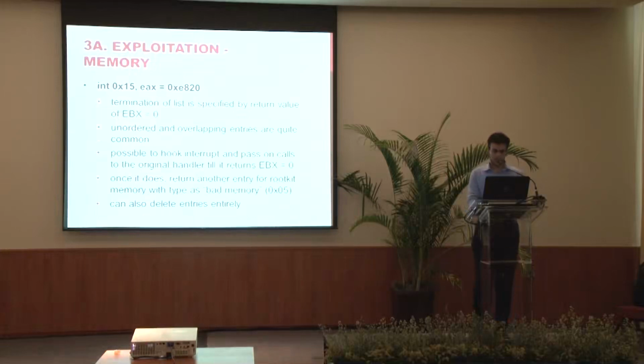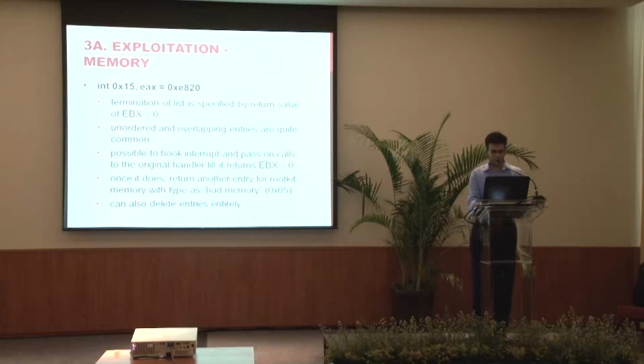Now the termination of this list is specified by a return value of EBX equal to 0. And since the way firmwares are written nowadays, unordered and overlapping entries in this list are quite common. Thus, it is possible for an option ROM to hook the interrupt and pass on calls to the original handler till it returns EBX equal to 0. Once it signifies that the termination happens, you can return another entry for rootkit memory with type as bad memory.